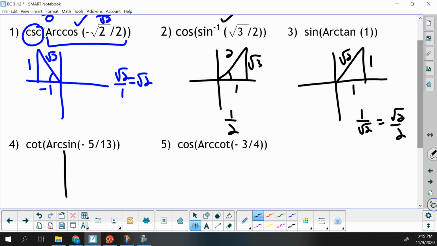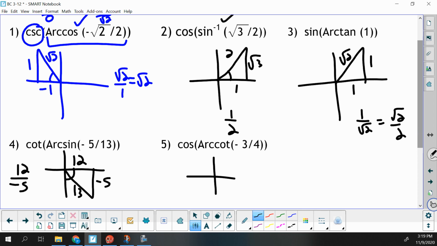Sine's negative, so the quadrant is the fourth quadrant. Opposite is -5. Hypotenuse is 3. Pythagorean theorem, or knowing your Pythagorean triples, would tell us this is 12. So now from this reference angle, do cotangent. That is adjacent over opposite, so we have -12/5.